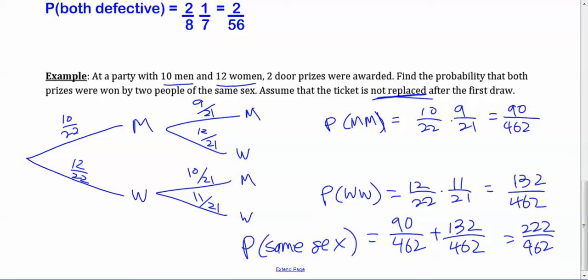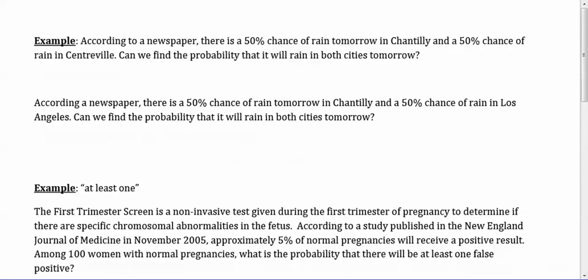So again, even if you want to put your final answer in decimal form, don't do it until the very end. You want to show all of this work, and then you can do 222 out of 462 equals, and then change it into decimal if you wish. All right, a few more for us to try on the next page.